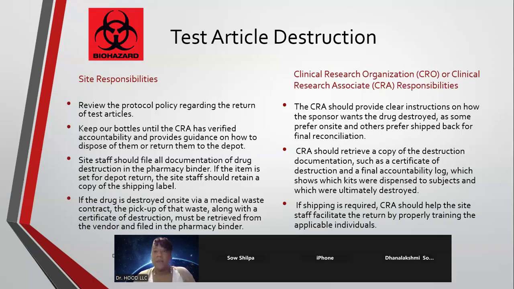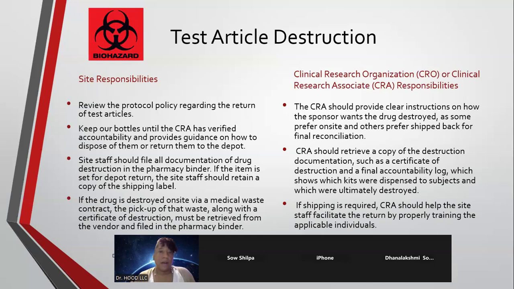So as the CRA, we basically come on site and make sure those things have been done. We train the site on whether or not the drug can be destroyed on site or it should be shipped. We provide them the necessary guidance if it's going to be returned, if they have to provide their own shipping label, or if the sponsor is going to pay for the shipping label, we have to have that discussion. And if shipping is required, the CRA should help the site staff facilitate return properly by properly training everybody. But still, they have to retrieve those documents, the copy of destruction documents, the certificate of destruction, and that final accountability log. So that is important.